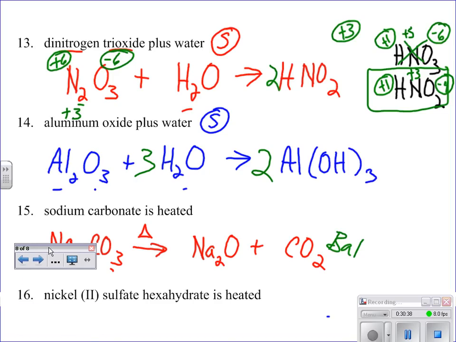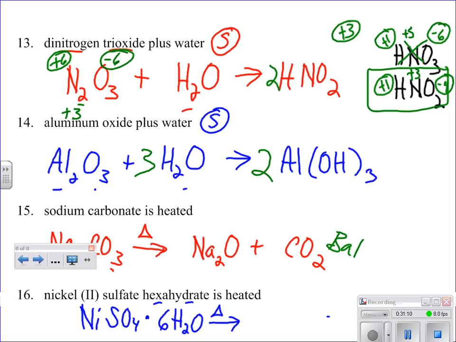Okay, nickel 2-sulfate hexahydrate is heated. So now we're getting to our hydrates. In fact, we do a lab on something like this pretty soon. In this case, nickel 2-sulfate. Do you guys know how to write that? Ni with a +2, sulfate, SO4 with a -2. And it's hexahydrate. So you put your dot right in the center, and it's going to be 6 water molecules, 6 H2Os.